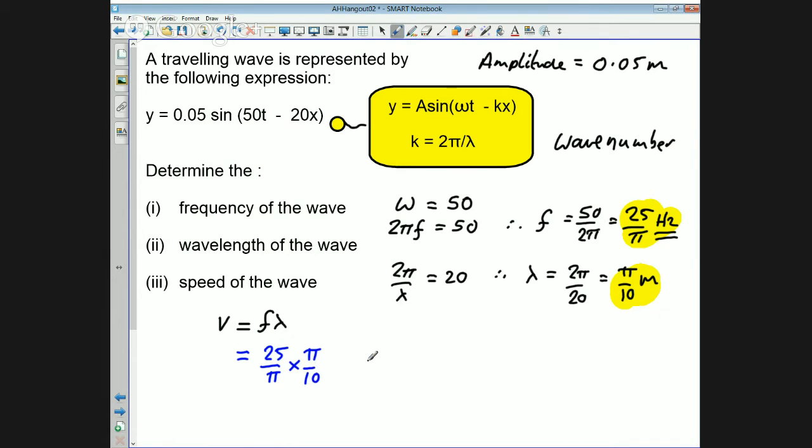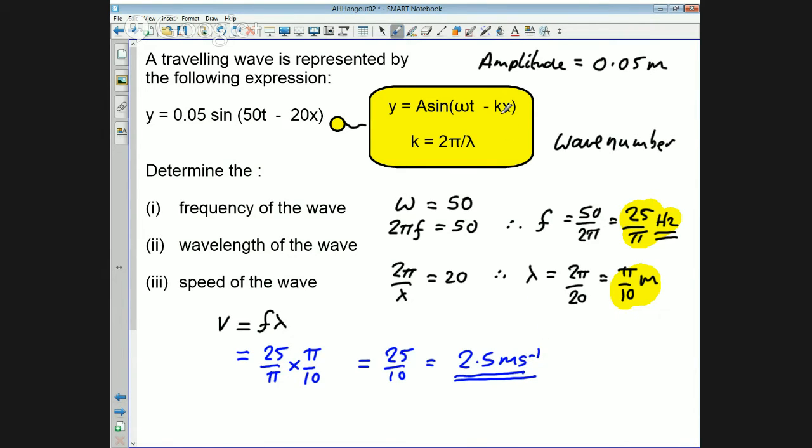You can see why I've kept it in terms of pi's, because it's easy to calculate. You can do it both ways, decimal or this way, it still gives you the same answer. So 25 over pi times pi over 10 is going to reduce to 25 over 10, and therefore the speed of that wave is 2.5 meters per second. Now that's a very good question to do in the Advanced Higher. It's one which picks up your marks.